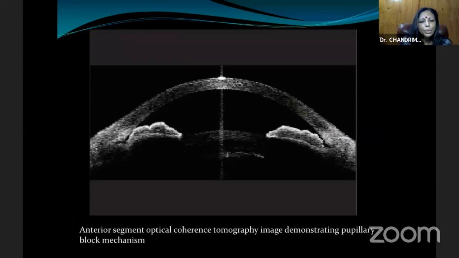And that's the anterior OCT. We have a lot of talks on anterior OCT, but as far as angle closure is concerned, the UBM gives you much more depth than the anterior OCT.